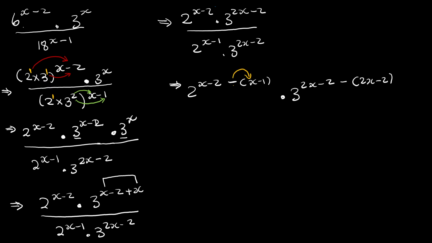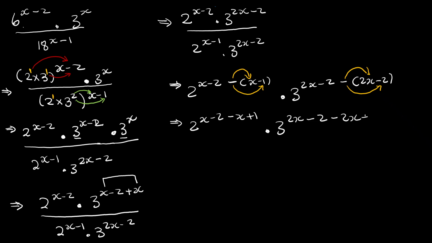Minus 1 times x and minus 1 times minus 1. So let's quickly work on that, and we still have to do the same on this side. Multiply each term in the bracket by the negative. So what do we get when we work on that one? This will be 2 to the power x minus 2. Then this will be minus x plus 1 multiplied by 3 to the power 2x minus 2. And this will be minus 2x plus 2, because we're multiplying out of the bracket by a negative.